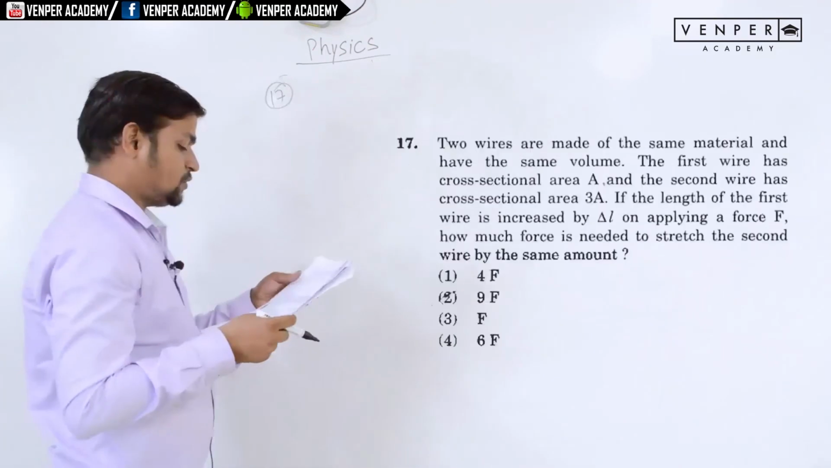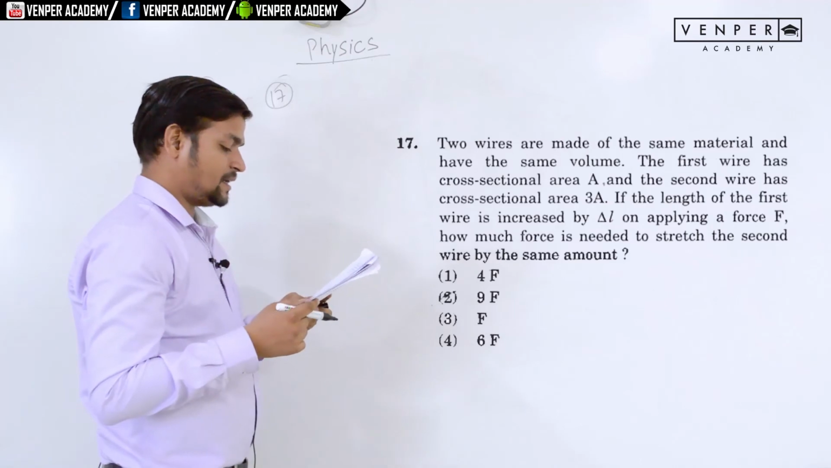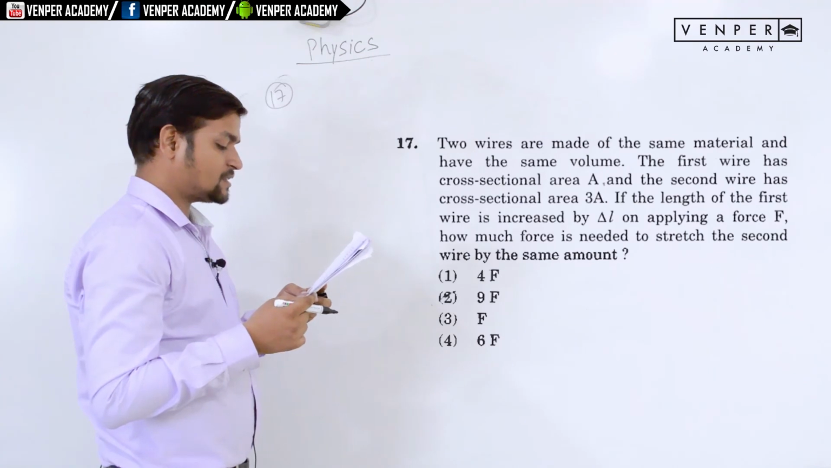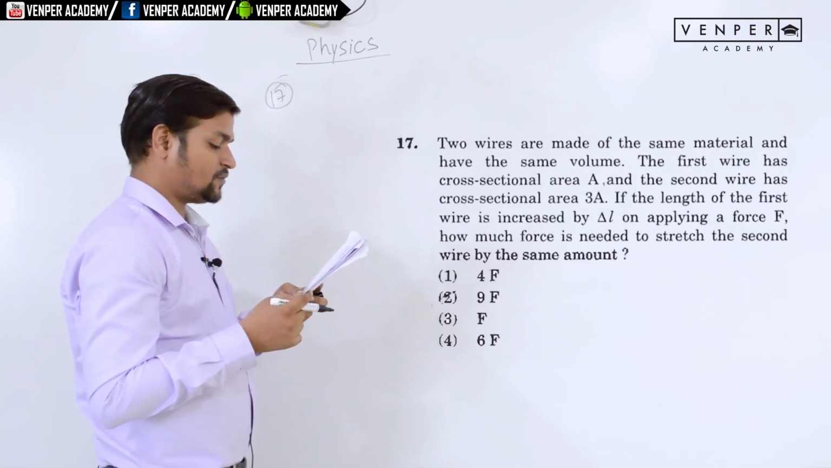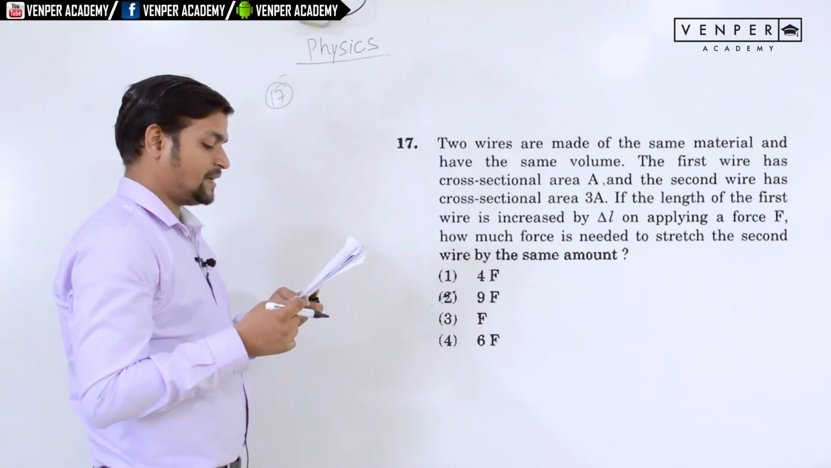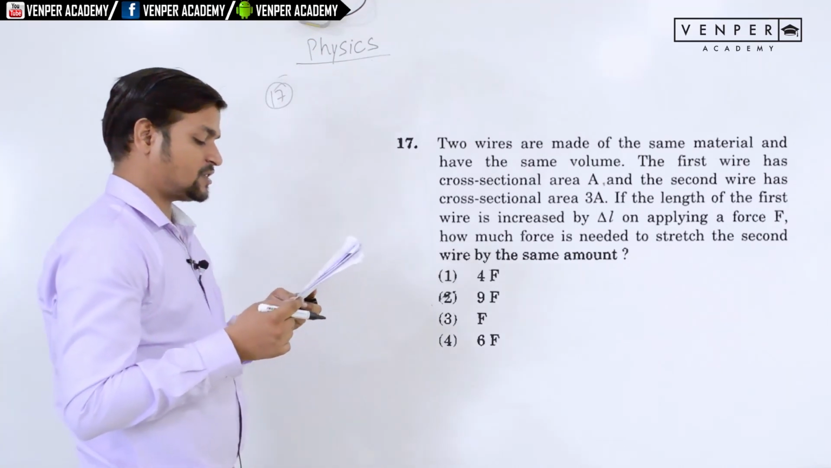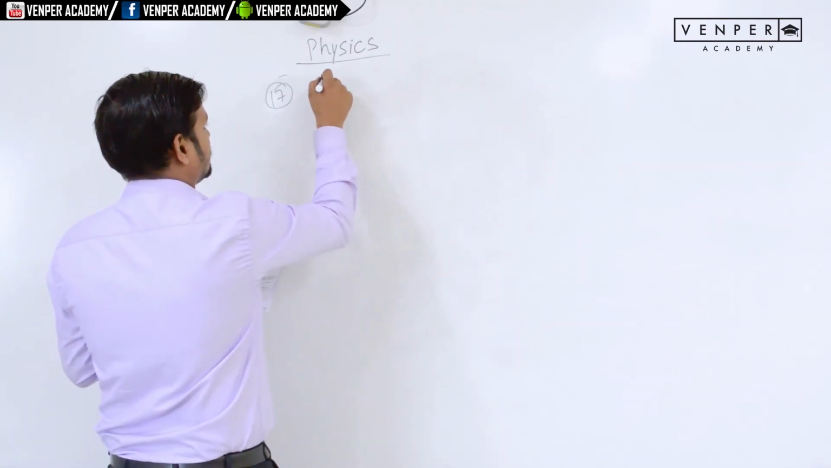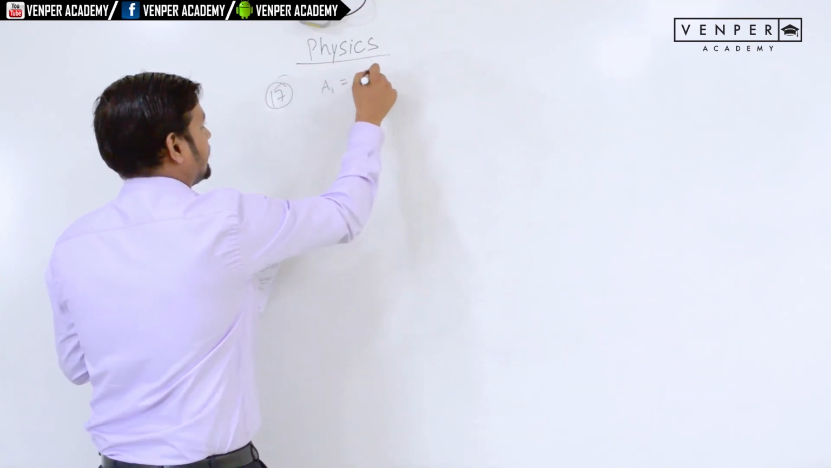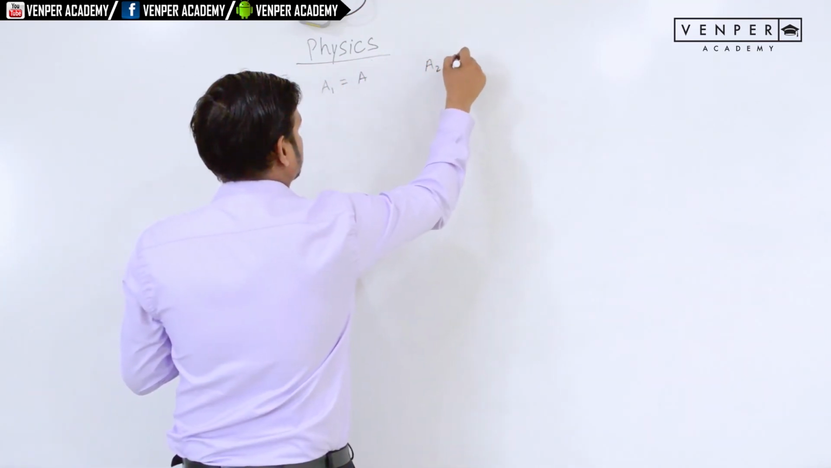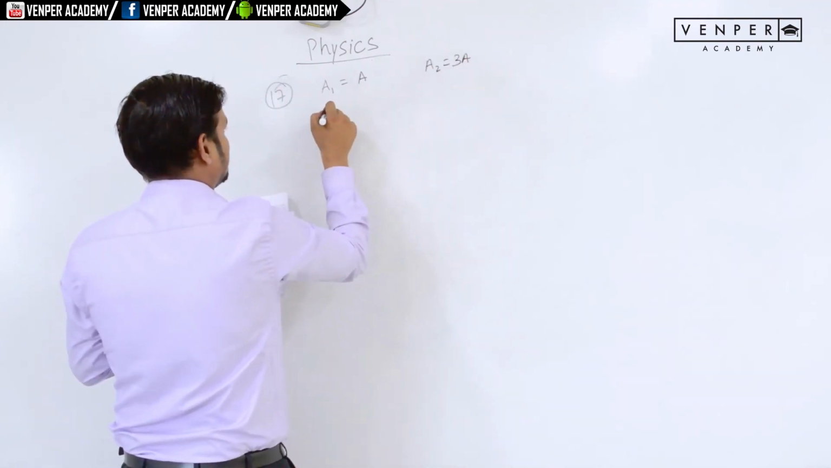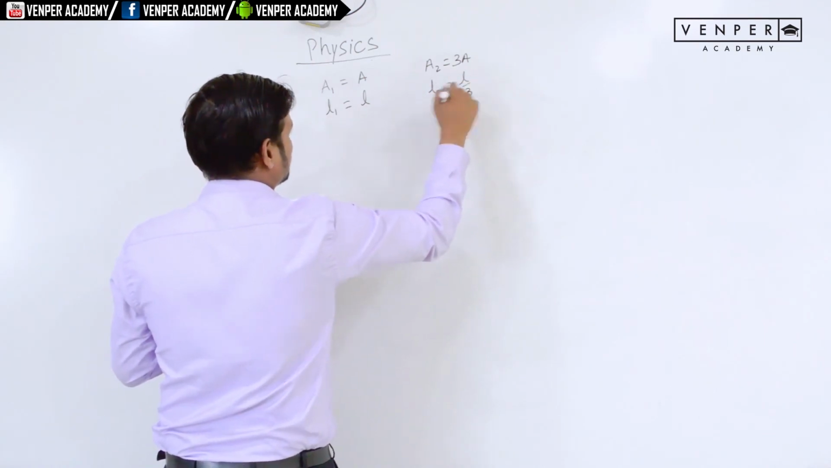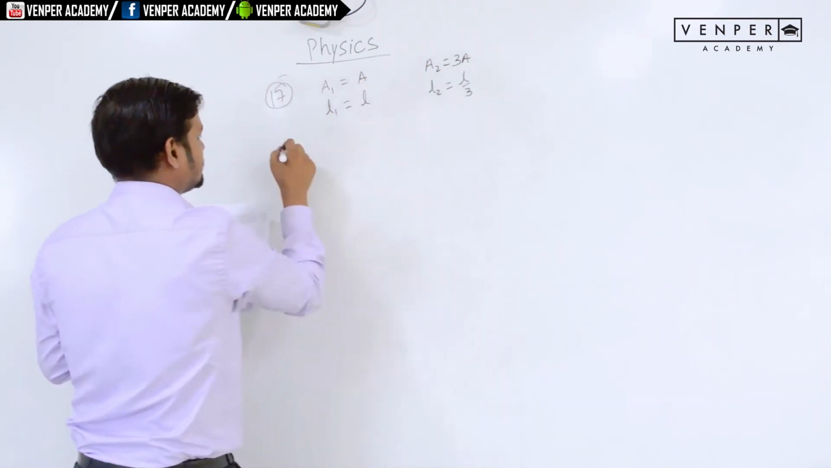Option number 1. Two wires are made of the same material and have the same volume. The first wire has cross-sectional area A and the second wire has cross-sectional area 3A. If the length of the first wire is increased by delta L on applying a force F, how much force is needed to stretch the second wire by the same amount? Okay, see, there are two wires, A1 is given as A, so here A2 is equal to 3A. Length L1 is given as, suppose it is L, L2 will be L by 3. Why is this? Because volume is constant. When you multiply these two, you will get same volume.